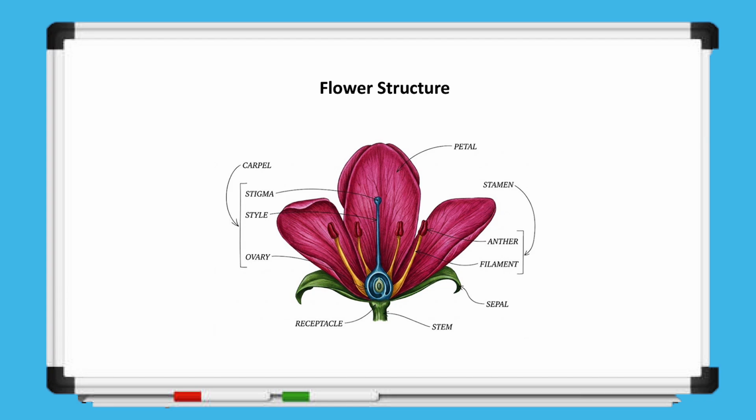Surrounding the carpel are the male reproductive parts, called the stamens. Each stamen has a top part called the anther, which produces pollen, and a filament, a thin stalk that holds the anther up. Together, these structures ensure the pollen is available for pollination.